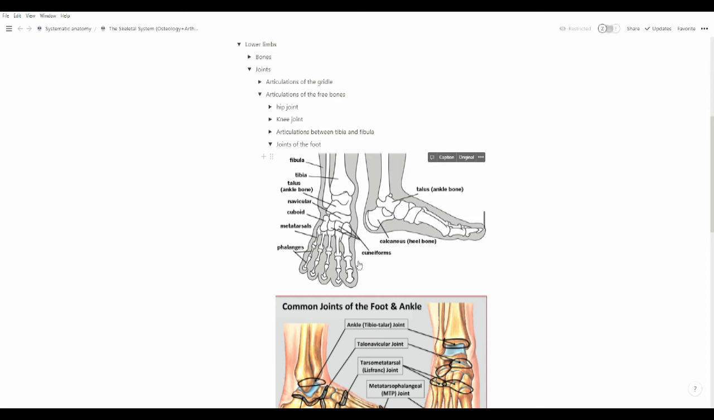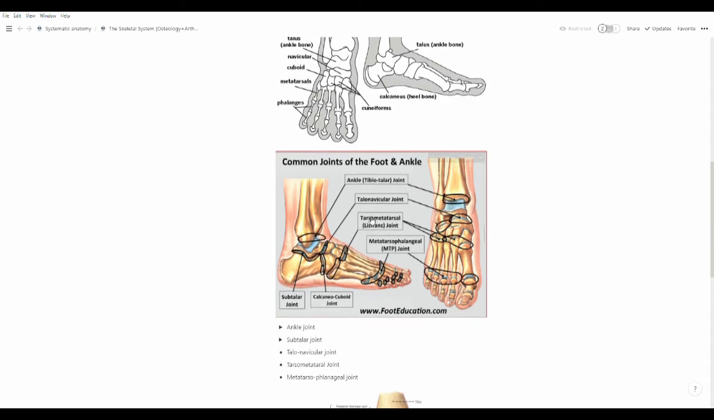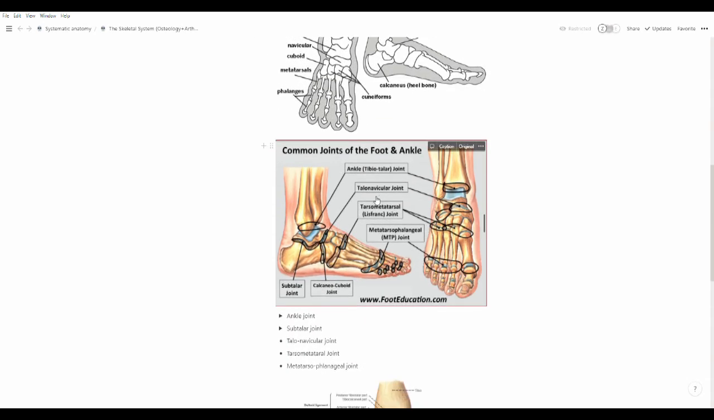Or called the heel bone. Here we have the cuneiforms, and we have one special one called the cuboid bone. All those names play a huge part in the naming of the joints, like I've mentioned a million times.